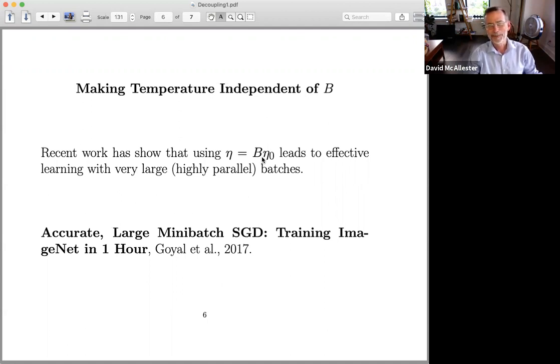Okay, so that's my short unit on temperature and batch size. Next, we're going to do temperature and momentum.